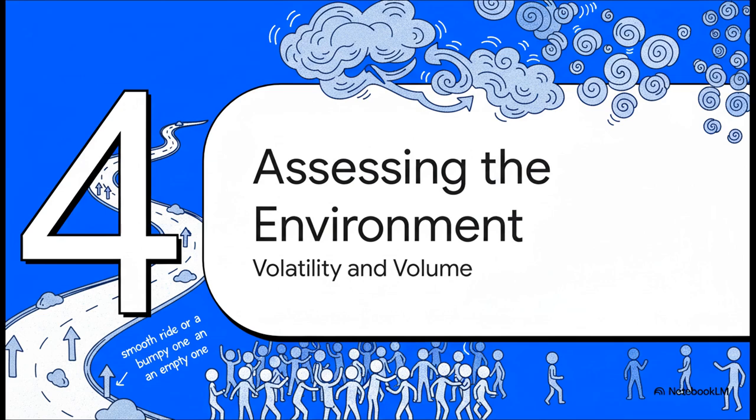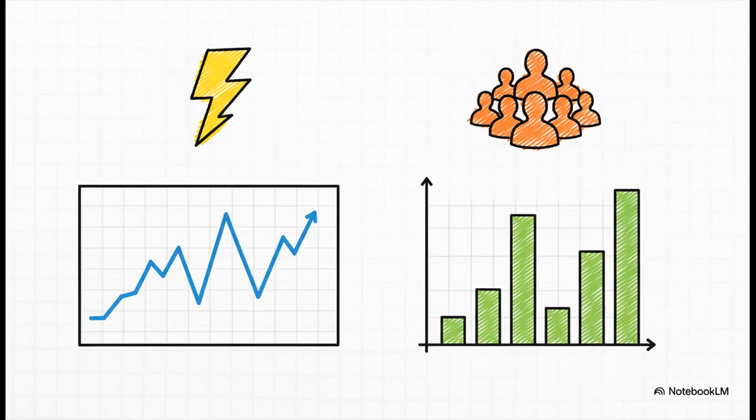Now let's look at the road conditions. Is this a smooth ride or is it a bumpy one? And maybe more importantly, is this a crowded party or an empty one? To answer that, we got to look at the environment. And to do that, we look at two key clues: volatility and volume. Volatility tells us how much the price is bouncing around day to day, and volume tells us how many people are actually buying and selling.